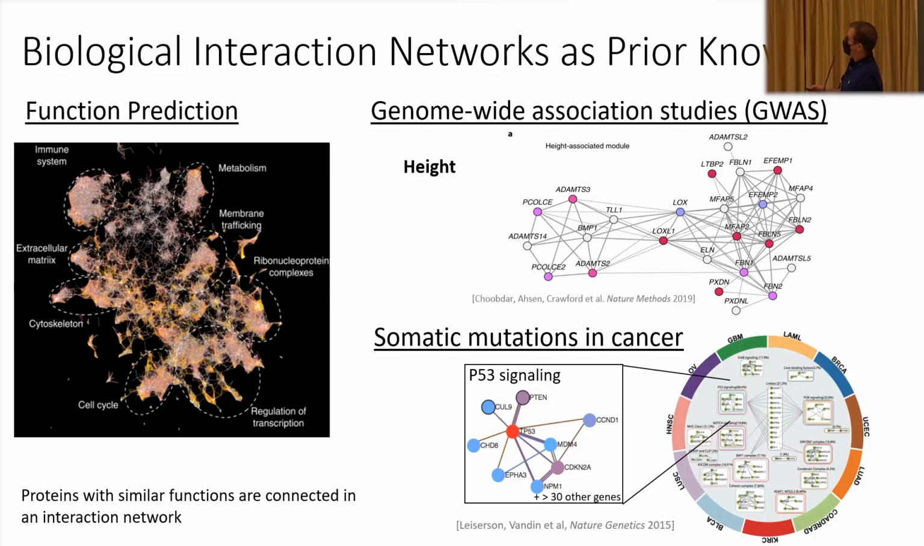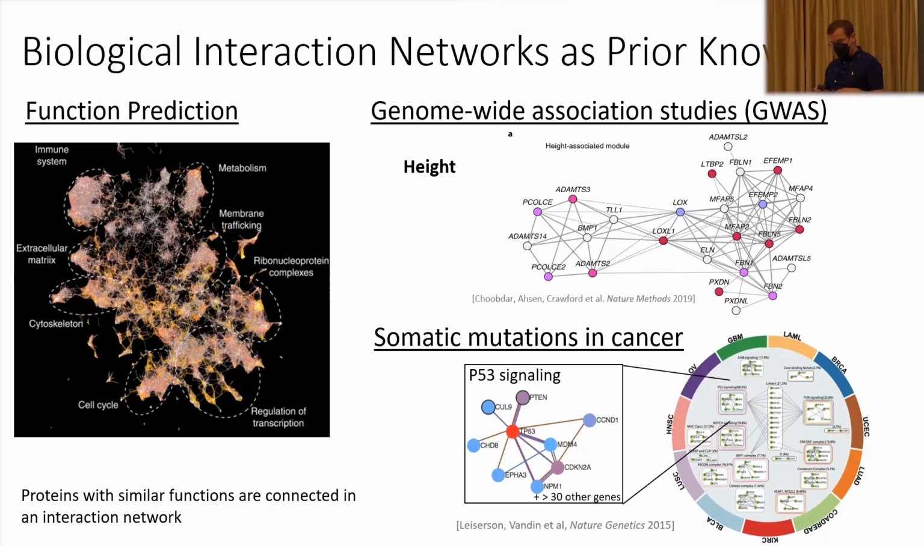And so if you have such a PPI network and you know something about some genes here being implicated in metabolism, then you might be able to say that other genes that are unannotated in the same subnetwork will probably also have that same function.